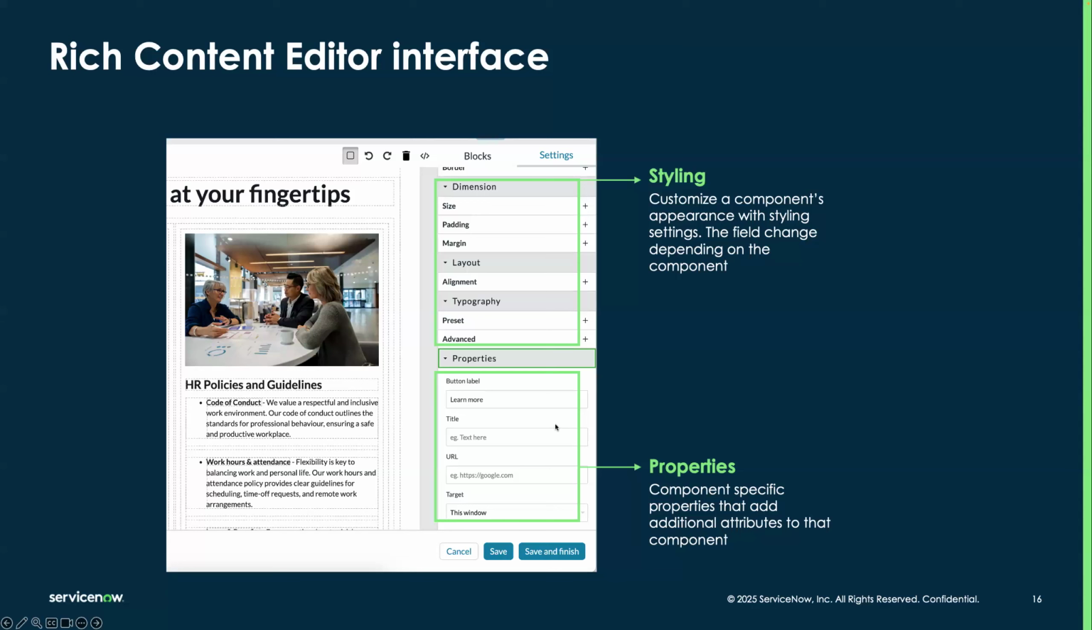On the bottom side, you would see the properties for that particular component. Properties are attributes very specific to whatever component you have selected. For example, this property is highlighting one of the buttons. So you could define the button label, the button title, what URL goes with it, and whether you want to target it in the same window or a new window. Each component has a different set of properties that you can add and change, and that's how the behavior of your component is defined.